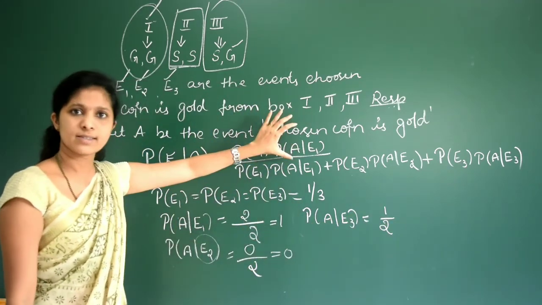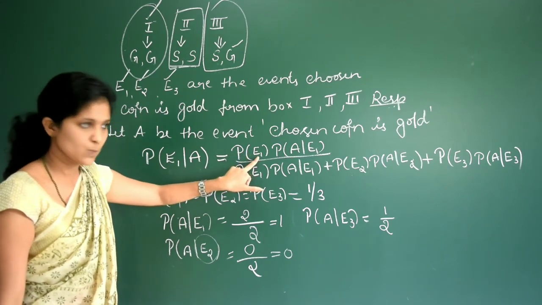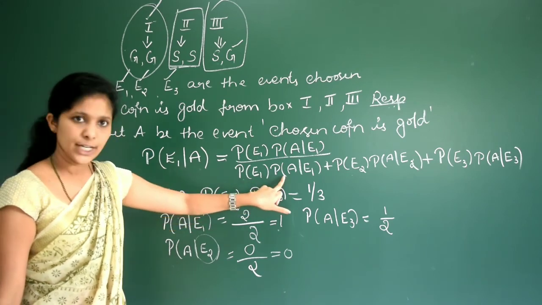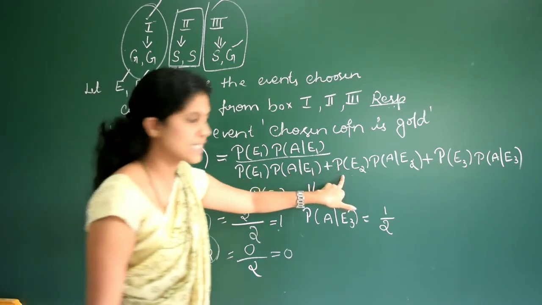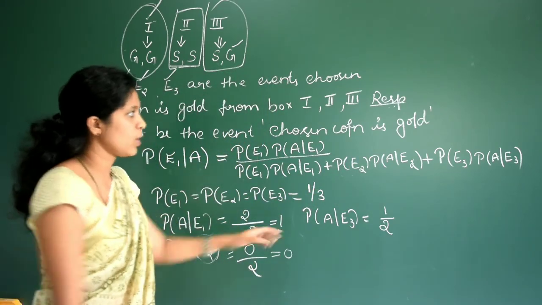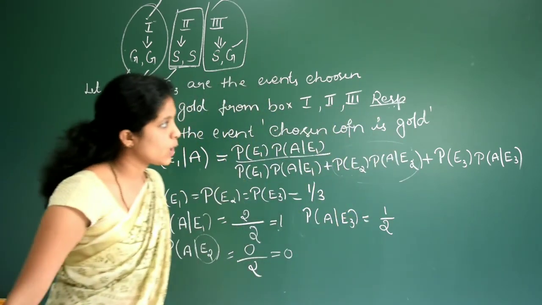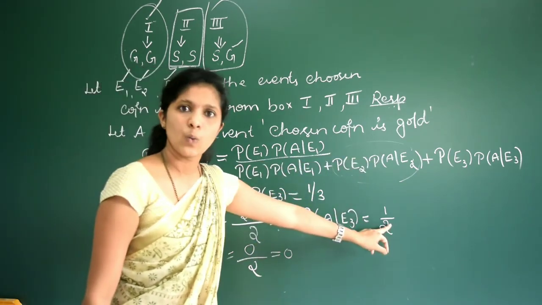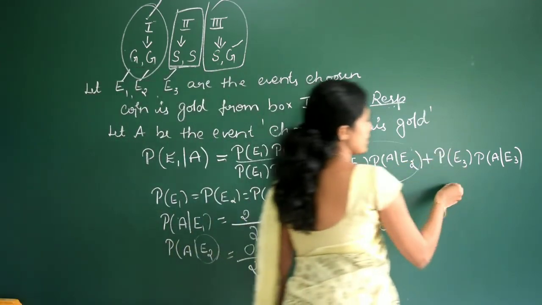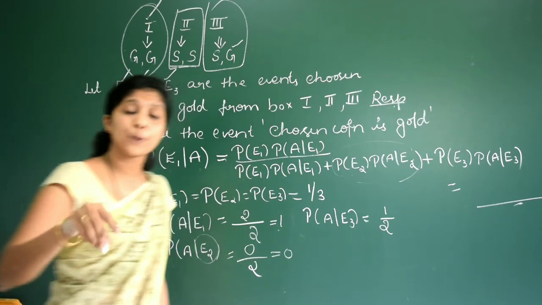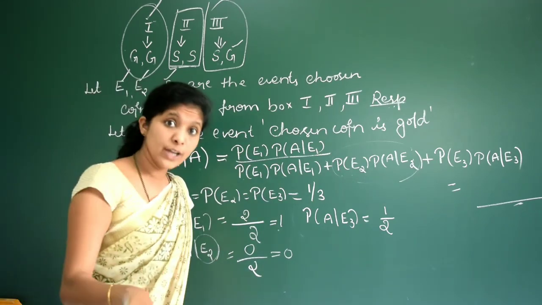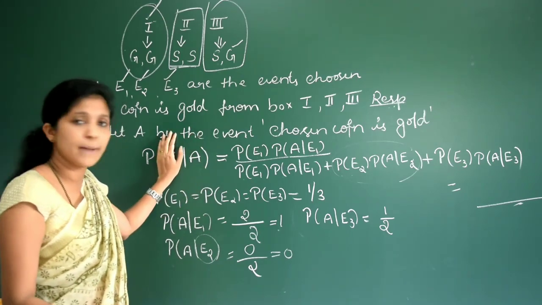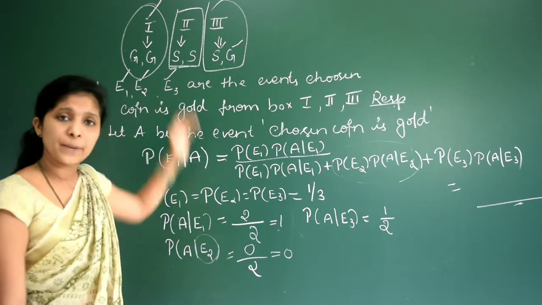So we got everything. Just substitute here, right? Probability of E1 is 1 by 3, A given E1 is 1, divided by, this is also 1 by 3 into 1, plus probability of E2 is 1 by 3 and A given E2 is 0, so this whole term will be equal to 0, plus probability of E3 is 1 by 3 and probability of A given E3 is 1 by 2. Substitute everything and simplify this, so that will be the answer. That is the probability of choosing a gold coin from bag 1. Okay, the probability is given that you are choosing a gold coin, it is from bag 1. I hope you understood this one. Practice these problems, okay.